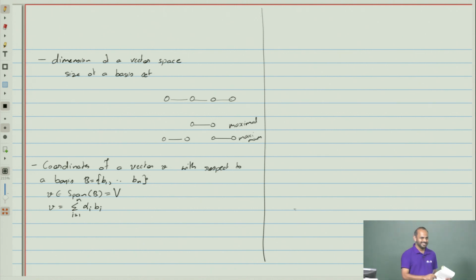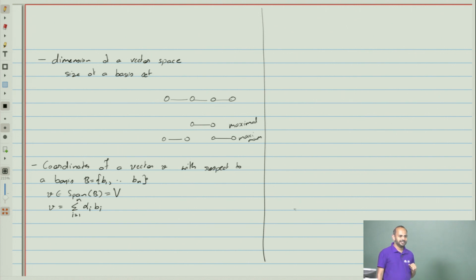Is that clear? Belongs means that it is a member of the set. Equal means that the sets themselves are equal. Span of B is equal to capital V, and small v belongs to capital V, so it also belongs to span of B. So, v is a linear combination of b i's. The interesting thing is the alpha i's are unique. You will not have another alpha i which also gives v.